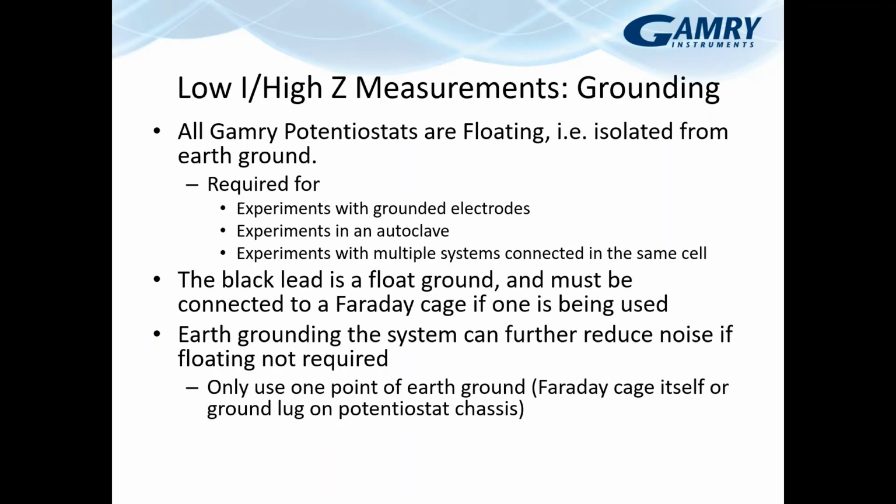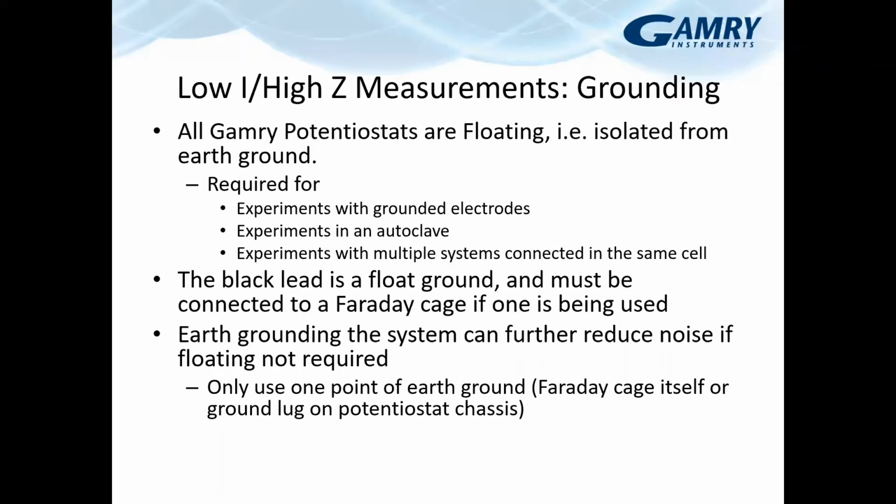Our cell cable has a black lead. That black lead is a float ground, because even though the system is isolated from earth ground, it still has an internal float ground reference. When you're using a Faraday cage, you absolutely have to connect the float ground lead to the Faraday cage. Earth grounding can help reduce noise if you have very low current signals, very high impedance, and you do not require the floating performance of the potentiostat. You can earth ground the system to help reduce the noise.